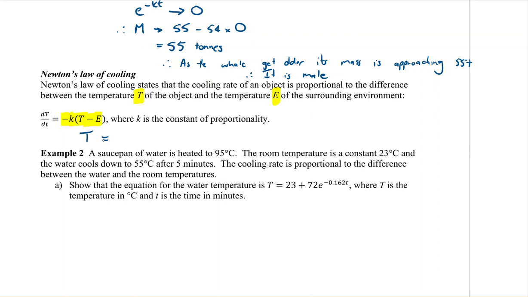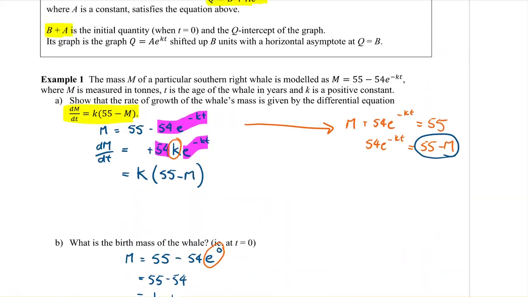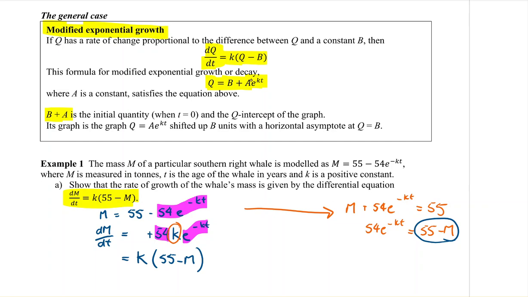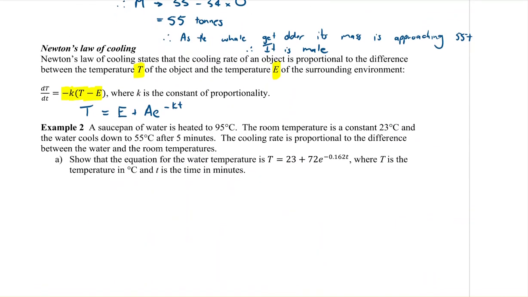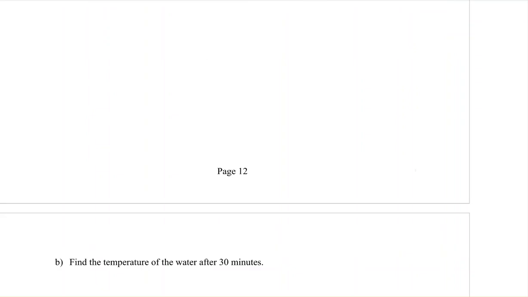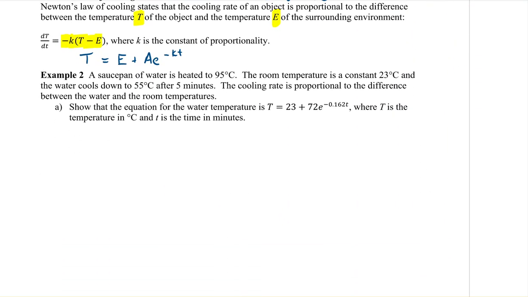Do you want to have a go? T equals, going out of the differentiated version back into our exponential form. It would be our constant, which is our environment, plus A E to the minus KT. Where did you get A from? A is the one that we've always used, the one that's usually in front of our E to the KT. It can be different. I'm giving you a general rule here. It can be a different letter depending on what the question says. A is just the one that we've been using, so I kept with that form.